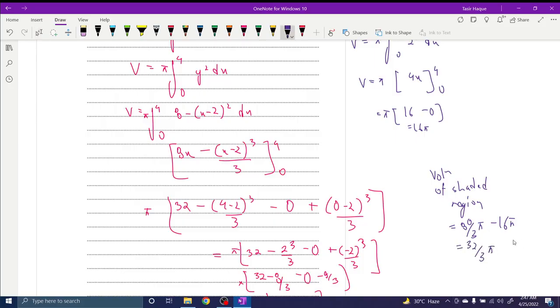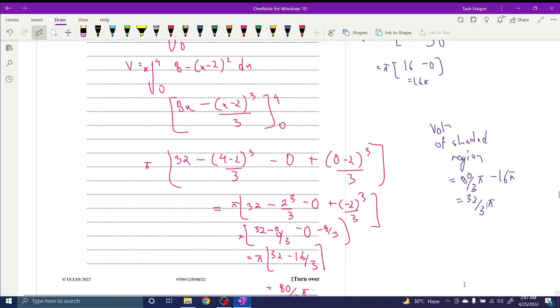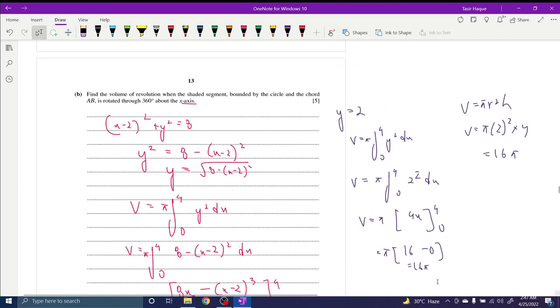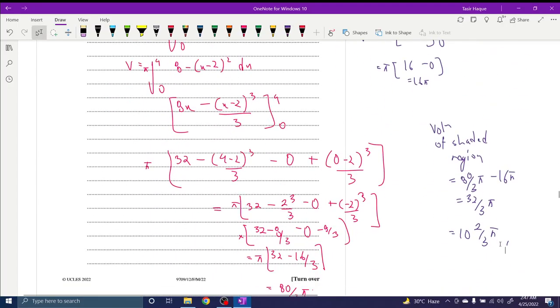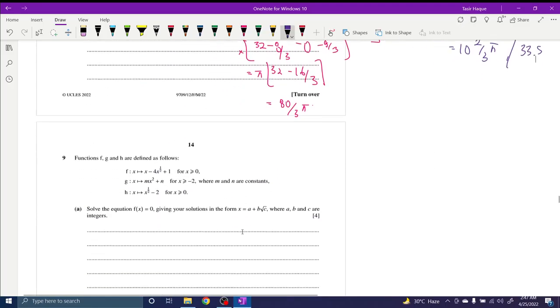They aren't accepting improper fractions from this year, so you need to convert it to a mixed fraction, 10 whole 2 by 3 pi, or you could answer in decimals. Did they want this in an exact form? They didn't. This is the best way to answer it, okay? Or you could just go for 33.5. That works as well, 3 significant figures if we're rational.